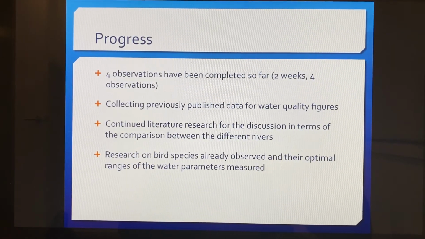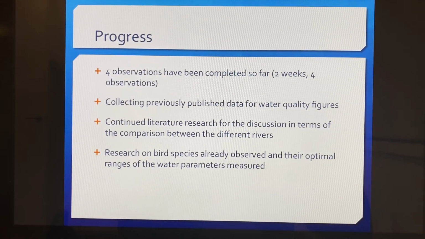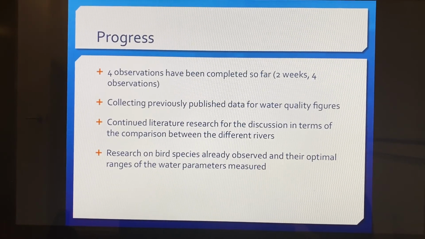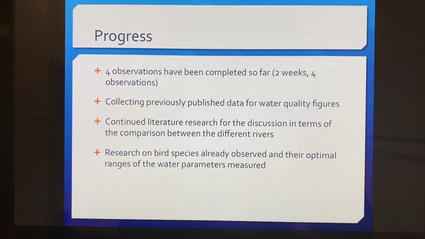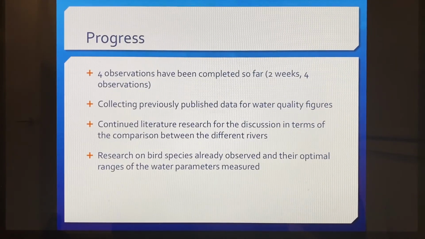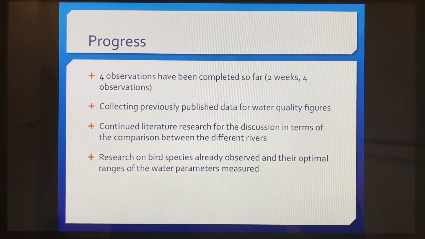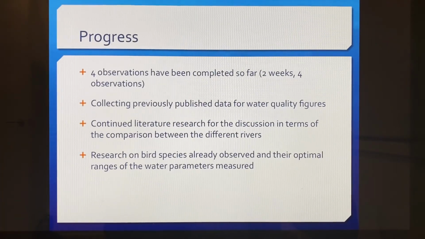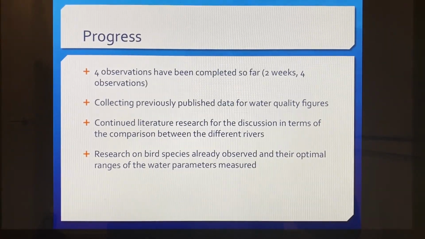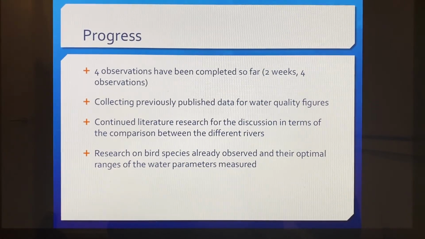I have also started researching the optimal ranges of the water parameters that the bird species I have already observed are able to endure. This is in order to later draw conclusions whether the birds present currently are best suited to the water quality results last published, and if this therefore relates to why there is an absence of certain other species.